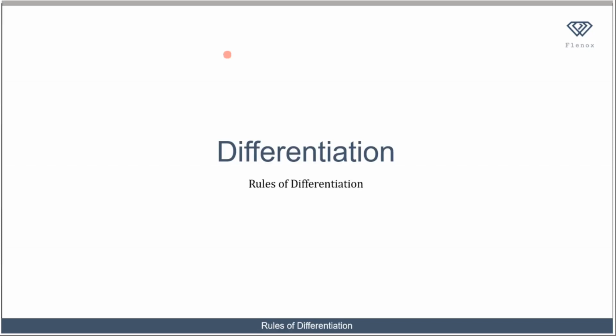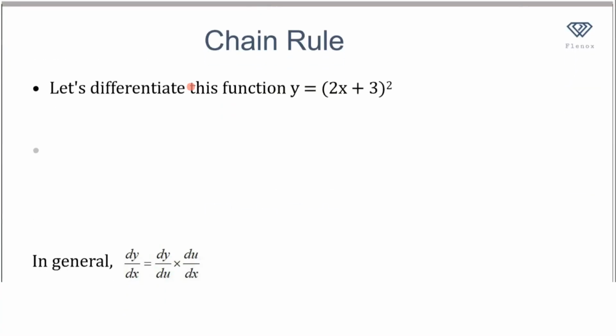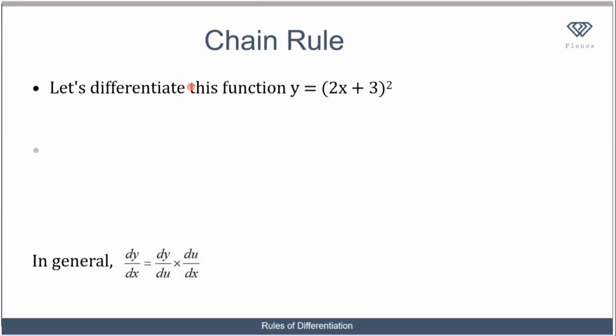So now we'll be looking at the rules of differentiation. What are the rules that will apply when we want to solve some differentiation questions that we cannot just solve with the general formula that we've looked at? The first rule we'll be talking about is the chain rule, and I will explain this concept with an example. Here we are told to differentiate this function: y equals (2x + 3) all squared.